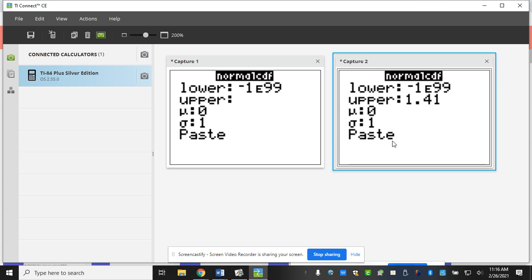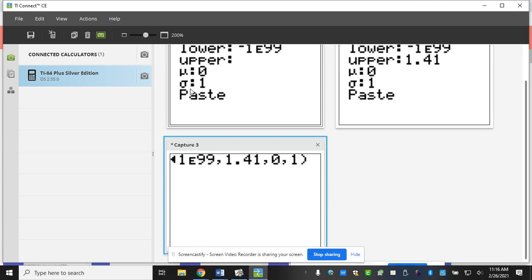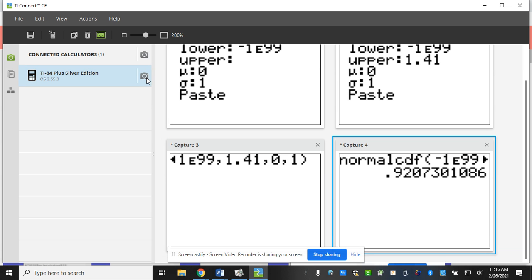as my upper. I'm leaving mu as 0 and sigma as 1 because with a Z table, your mean is 0, where you start in the middle. How much does it go by each way? 1. And when you hit enter, oops, that's the same answer that your green chart gives you.